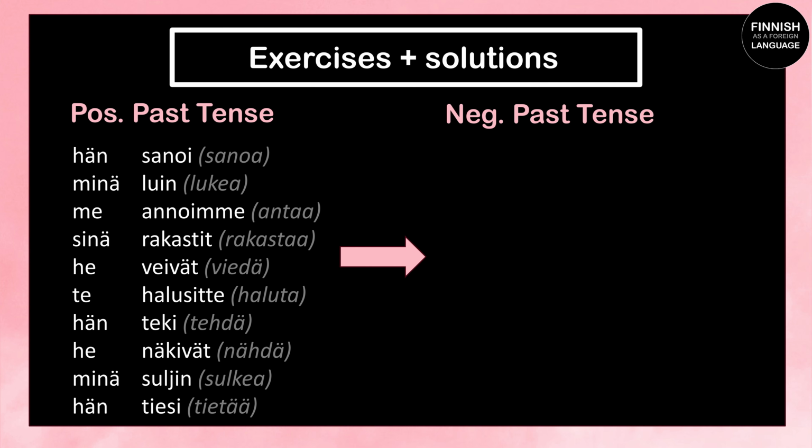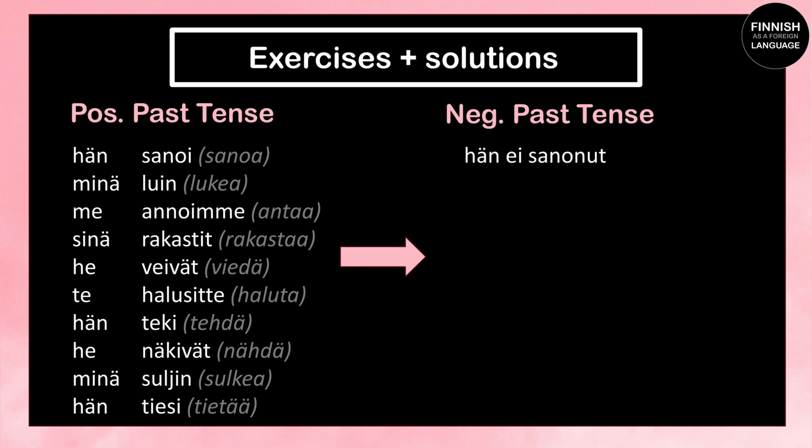Here you see 10 verbs standing in the past tense, and the task is to put them into the negative imperfect. For each answer we have 5 seconds. So let's start. Let's do the first task together. Hän sanoi means he said. The basic verb is sanoa. Now we want to change hän sanoi into the negative imperfect, which is hän ei sanonut. Hän ei sanonut. He didn't say.